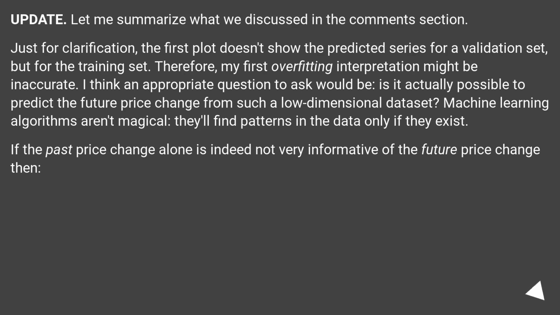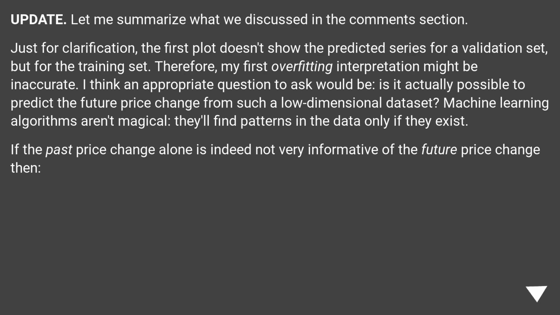Update. Let me summarize what we discussed in the comments section. Just for clarification, the first plot doesn't show the predicted series for a validation set, but for the training set. Therefore, my first overfitting interpretation might be inaccurate. I think an appropriate question to ask would be, is it actually possible to predict the future price change from such a low-dimensional dataset? Machine learning algorithms aren't magical, they'll find patterns in the data only if they exist.